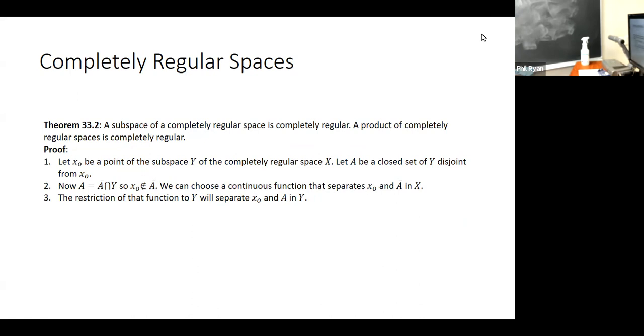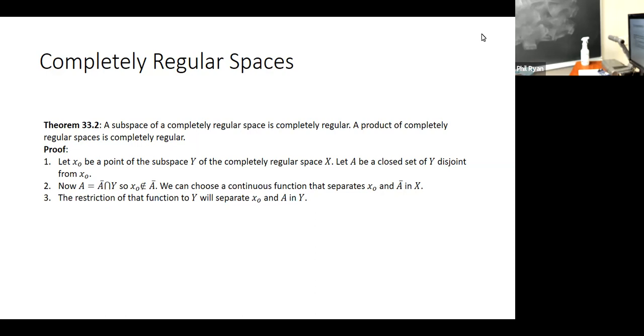Okay, so why is a subspace of a completely regular space completely regular? Let's say we have a point x naught in a subspace Y of a completely regular space X, and let A be a closed set of Y which is disjoint from x naught. The obvious thing we have to do is transfer everything to the regular space, and we can do that. If A is a closed set of Y, then A has to equal the closure of A in X intersected with Y. So that means this point x naught can't be in the closure of A in X.